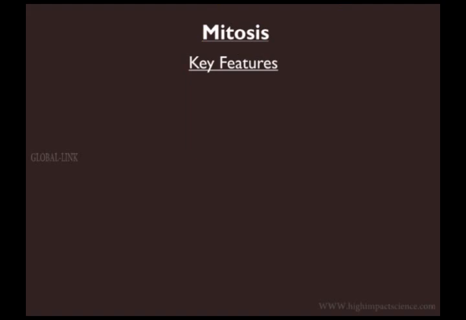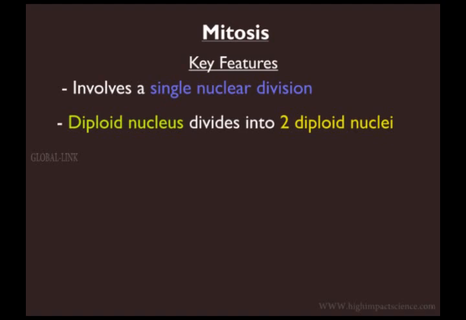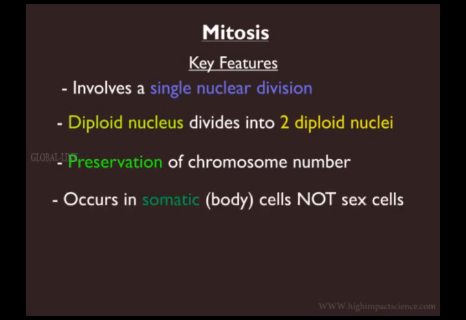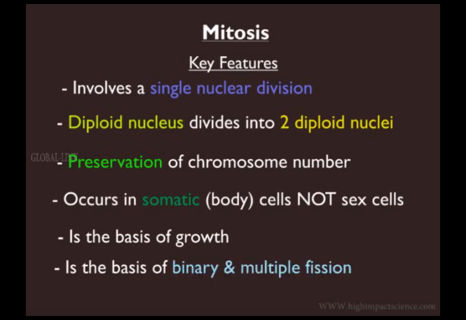And so the key things to note in mitosis is that it involves a single nuclear division. The diploid nucleus divides into two diploid nuclei, and therefore there is preservation of the chromosome number. It occurs in somatic cells and not in sex cells. Mitosis is the basis of growth of a zygote up to a fully grown organism. It is also the basis of asexual reproduction in binary and multiple fission in microorganisms like amoeba.